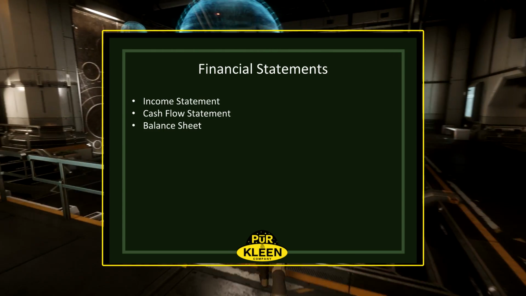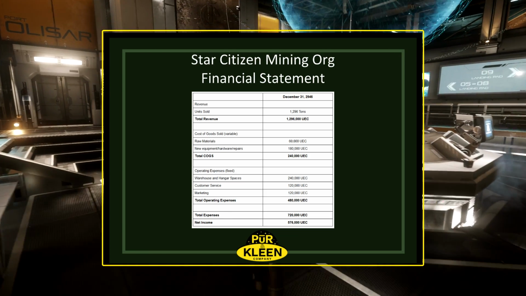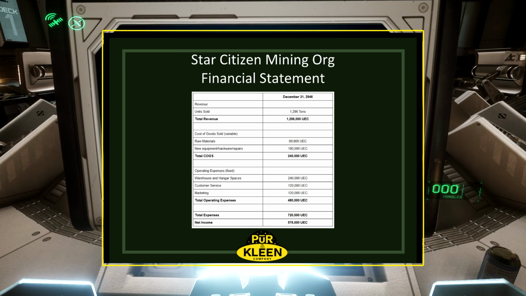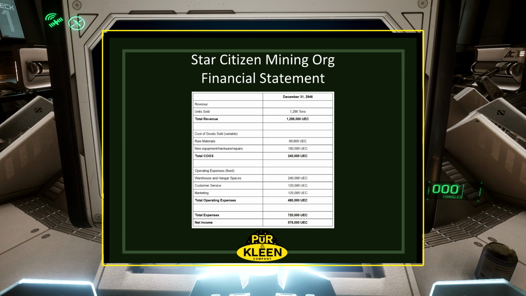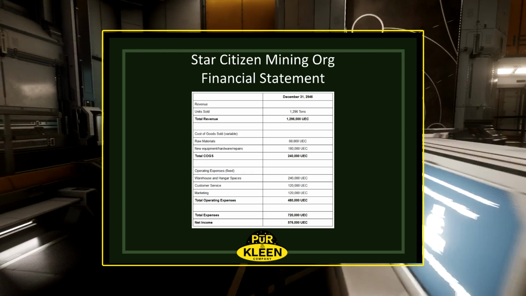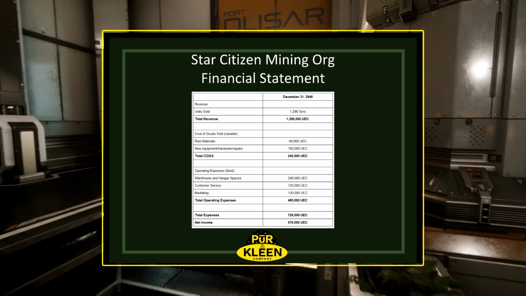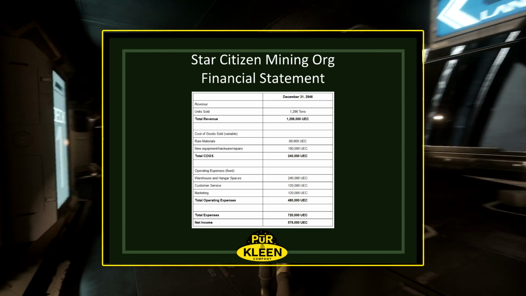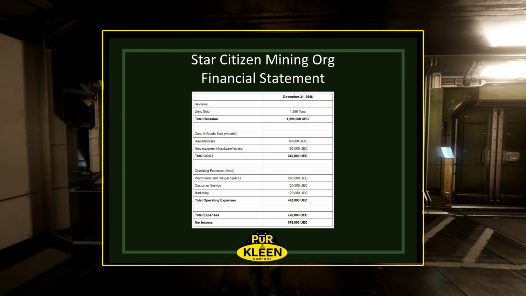So here is a sample income statement that I have created for the Star Citizen mining organization that we have been talking about. You can see that there are two columns, and again, this is a very simple example. They can be much more complicated. On the right-hand column, I have everything grouped by the calendar year, the business year. And on the left-hand column, we have the various items that we want to itemize.